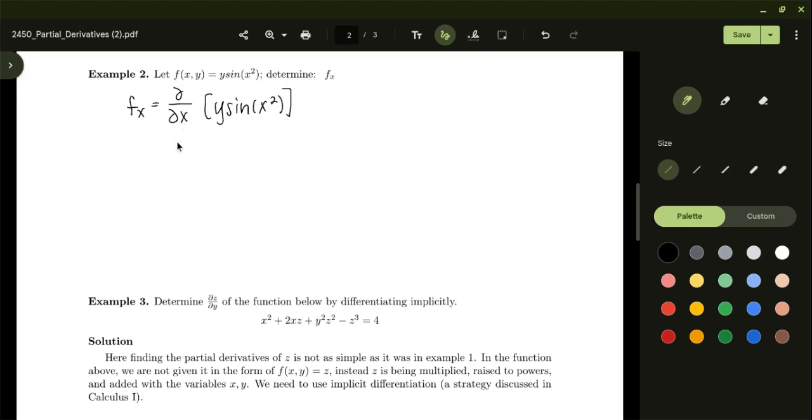So I can apply the constant multiple rule. Since y in this case is treated as a constant, we can pull that out of this partial derivative. So we have y times the partial derivative with respect to x of sine of x squared. Now we're going to need to apply the chain rule. The derivative of sine of x squared with respect to x is going to be cosine of x squared.